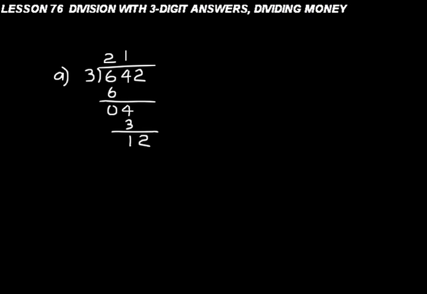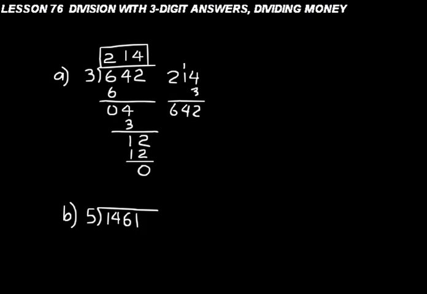3 goes into 12 exactly 4 times, so we do 3 times 4 is 12. That's a remainder of 0. We have nothing left to work with, so there's our answer. And of course we can always check that. 214 times 3. 4 times 3 is 12. Carry 1. 3 times 1 is 3, plus 1 is 4. And then 3 times 2 is 6. That gets us back to 642. So that helps us know that 214 is the correct answer.